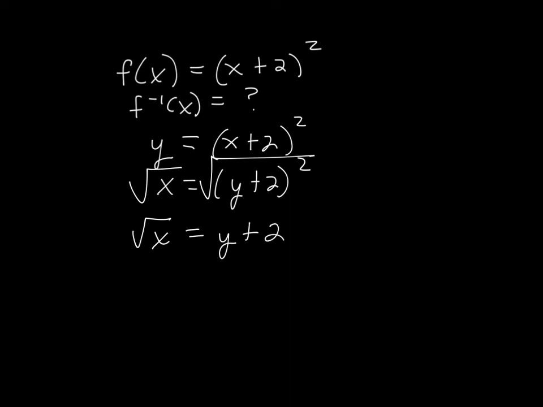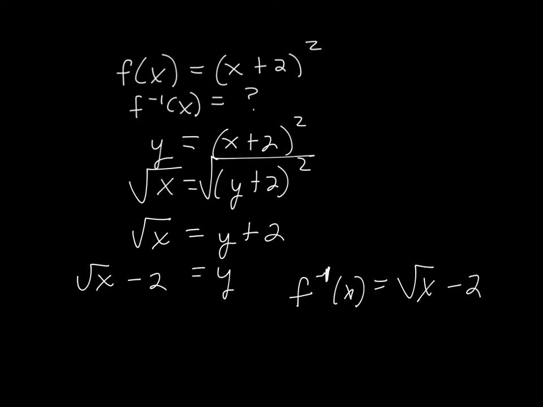So inverse, the pure definition in algebra class, is inverse means to swap the x and the y. But in life, inverse kind of means opposite or whatever, and that's kind of what's happening here. You'll see that here in a second. Our final step is to subtract 2. So we have square root of x minus 2. And then we rewrite it f inverse of x equals square root of x minus 2.